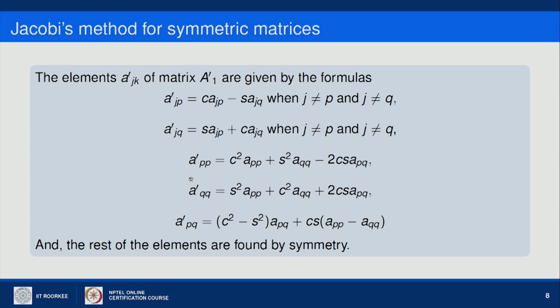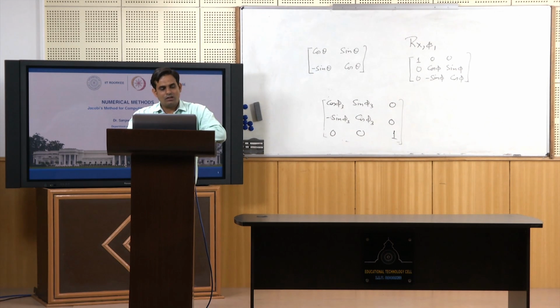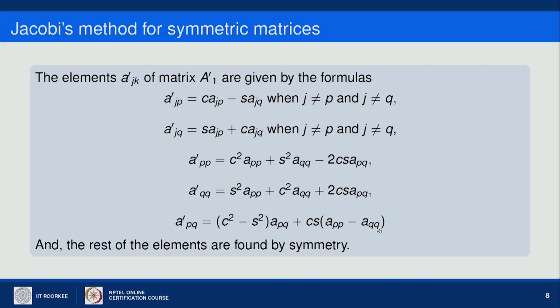The diagonal entry in the pth row is given by a dash PP equals C square a PP plus S square a QQ minus 2 C S a PQ. Similarly, the diagonal entry in the qth row is given by S square a PP plus C square a QQ plus twice C into S into a PQ. The element at the intersection of the pth row and qth column, or the qth row and pth column, is given by a dash PQ equals (C square minus S square) a PQ plus C S (a PP minus a QQ).